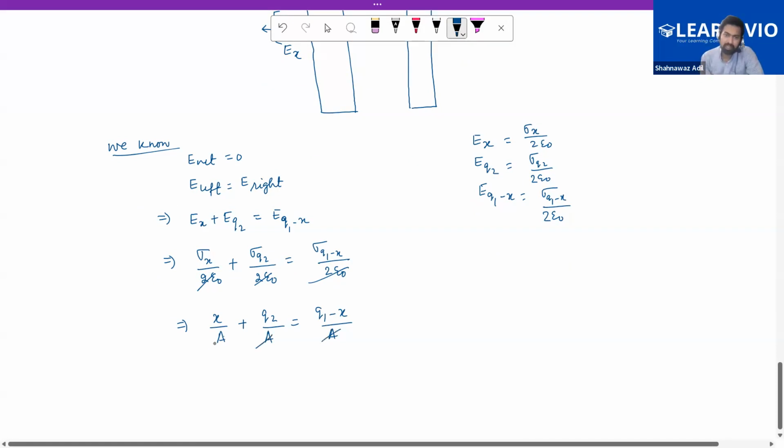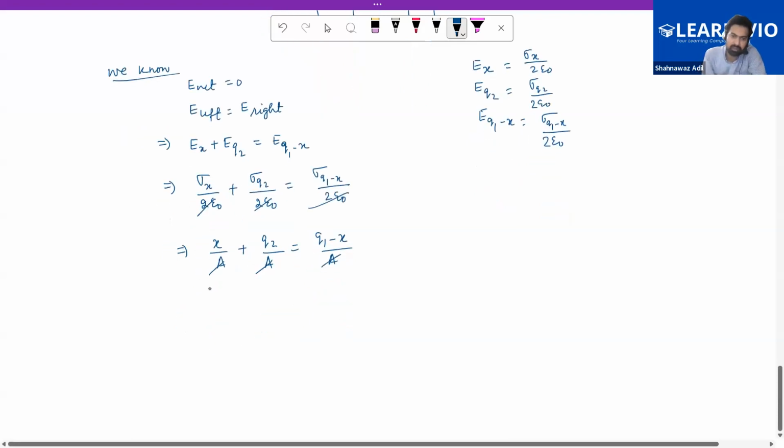So A, all these cancel out. And we have x goes over there. So 2x equals Q1 minus Q2. So x is Q1 minus Q2 divided by 2. Is this part clear to you?